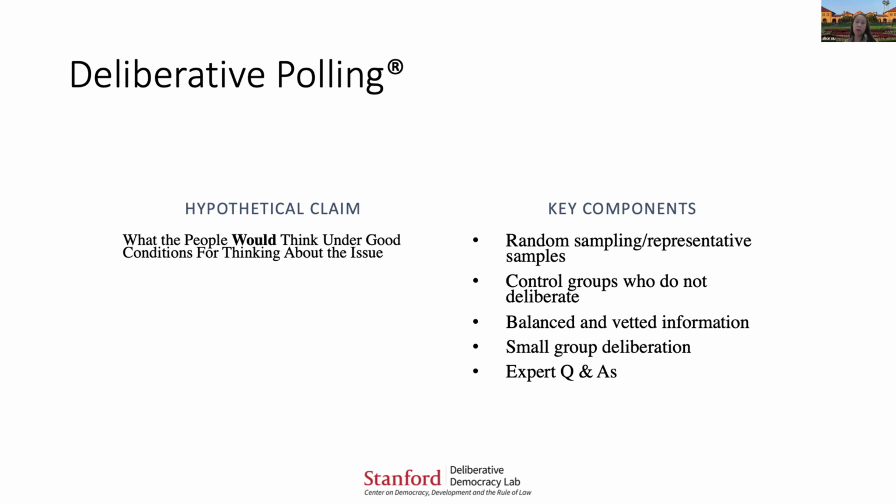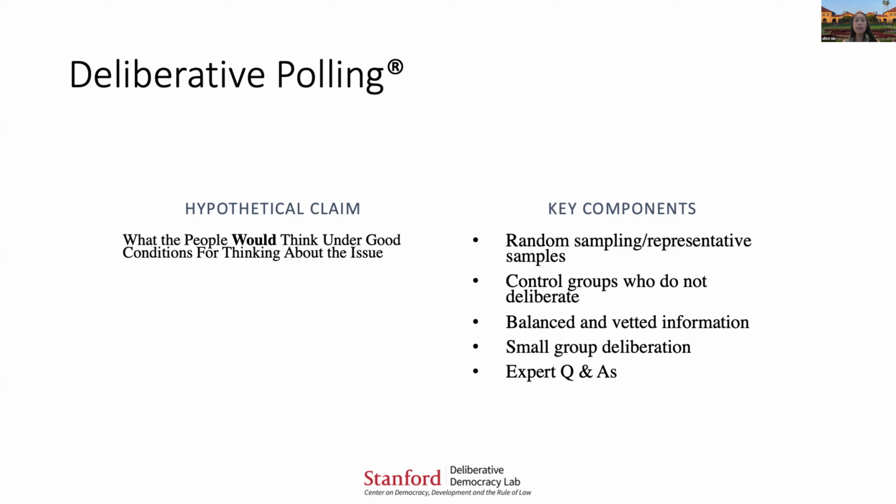The key components of the method are nothing too special. It's random sampling. We sometimes have control groups. They receive briefing materials that are balanced and vetted by an advisory committee. And we have small group discussions that are held on our platform in the online version, and then a plenary session with expert Q&A as well.